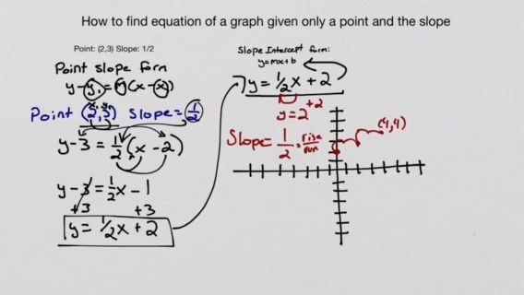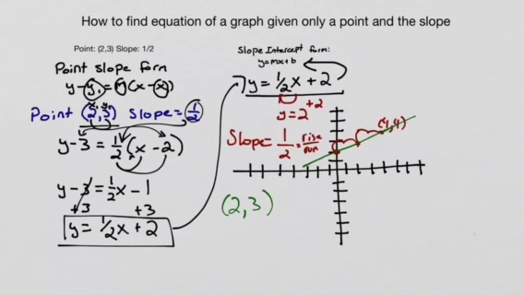And now from there, you can actually draw the line. Let's do it in green. Switch it up a little bit. You can draw the line that goes right through all those points, and then that is the line that has point 2, 3 and the slope 1/2. Another way to check to make sure you're right is by inputting that point and seeing if you get it. So let's do that. Our point is 2, 3.